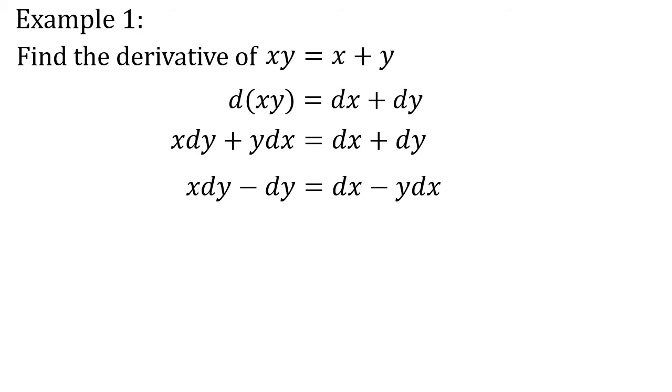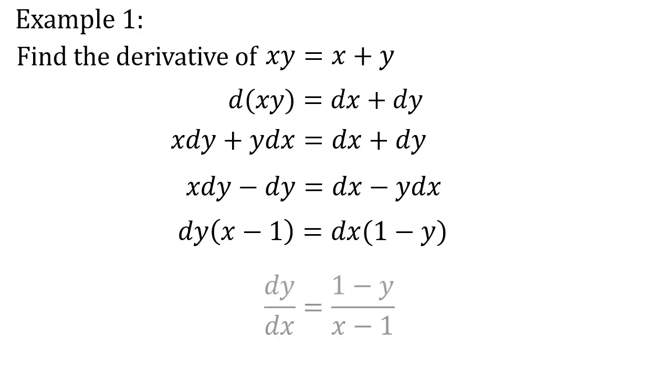So next, let us factor out dy and dx. So this will become dy times x minus 1 equals dx times 1 minus y. Okay? Then divide both sides by dx and divide both sides by x minus 1. So this will become dy over dx equals 1 minus y all over x minus 1.